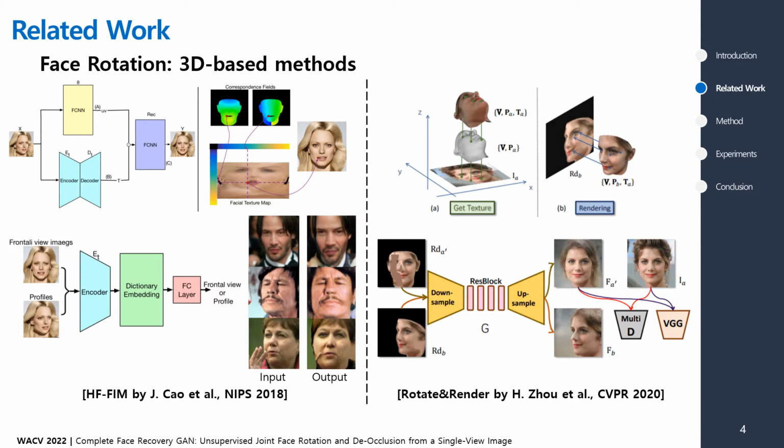3D-based approaches leverage 3D information as prior information for rotation. Rotate-and-render does not require a paired dataset due to the rotate-and-render operation. They can generate high-quality frontalized or rotated results, but do not consider occluded face images.